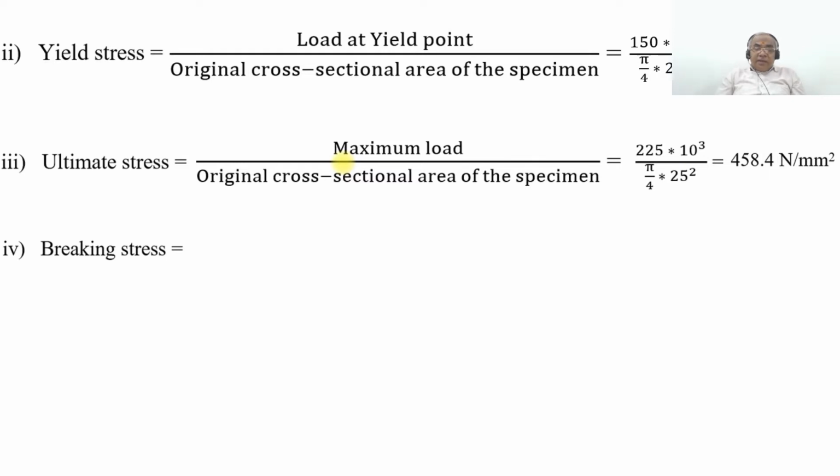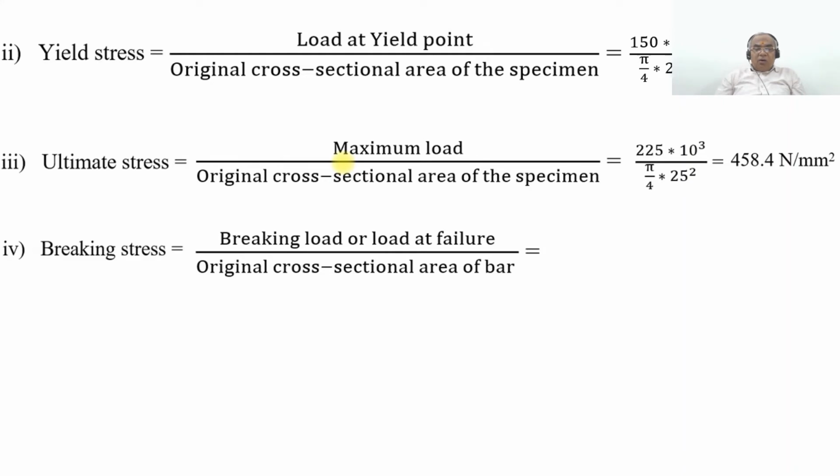So then what is the breaking stress? The breaking stress will be the breaking load, or the load at failure, divided by the original cross-sectional area of the specimen. So what is the load at failure? The load at failure is 120 kilonewton. So it will be converted into Newton, which will be 120 into 10 to the power of 3 divided by the original cross-sectional area, which is pi by 4 into d square, which is 25 square. On substituting these two values, on calculation, you are going to get 244.5 Newton per mm square.